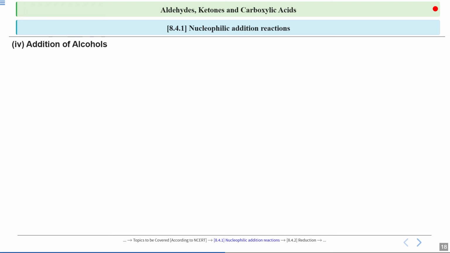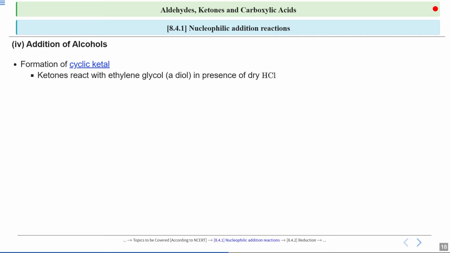Now we will see the formation of a cyclic acetal. In the cyclic acetal, a ketone reacts with ethylene glycol. Ethylene glycol is a type of diol. When a ketone reacts with ethylene glycol in the presence of dry HCl, they form a cyclic ketal. The product of this reaction is an ethylene glycol ketal, which is a cyclic ketal.